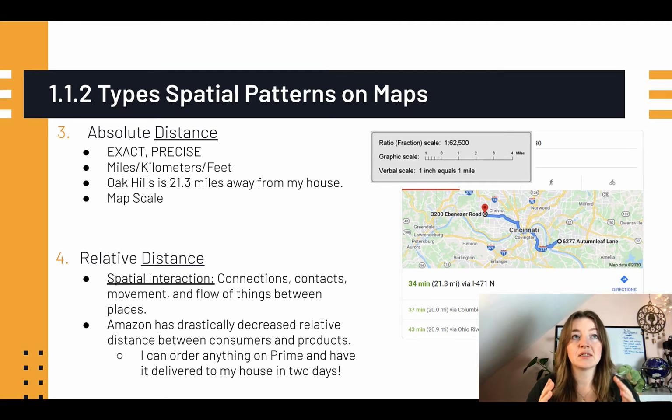This is space-time compression. So we have huge spaces. Normally it would take huge amounts of time to get from point A to point B. But when we are able to compress that through some type of technology, then that changes the relative distance.